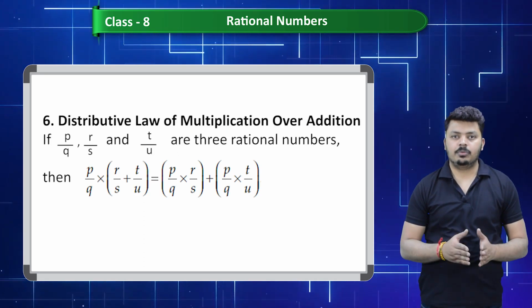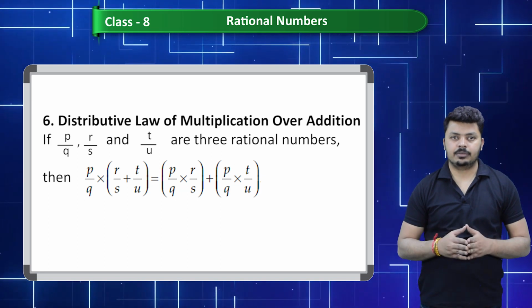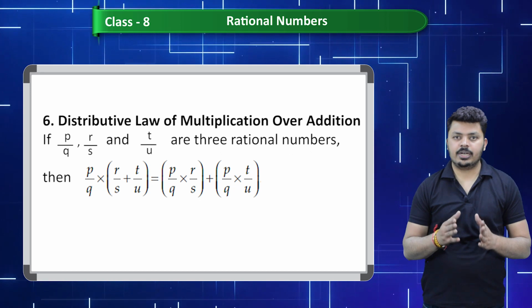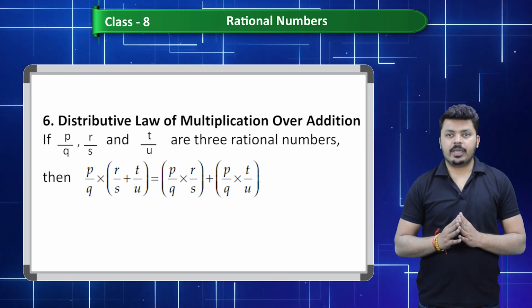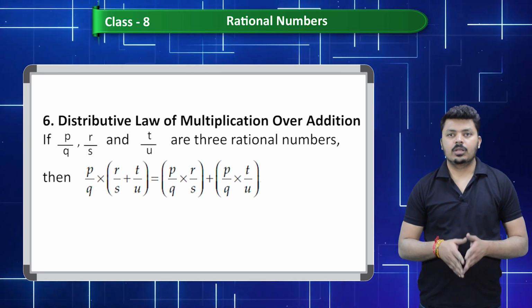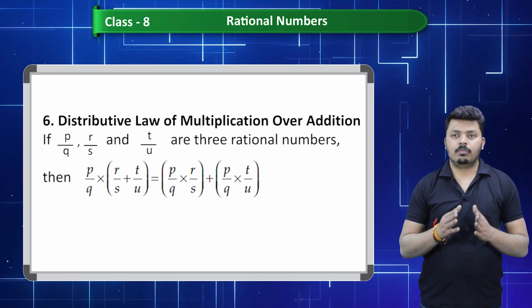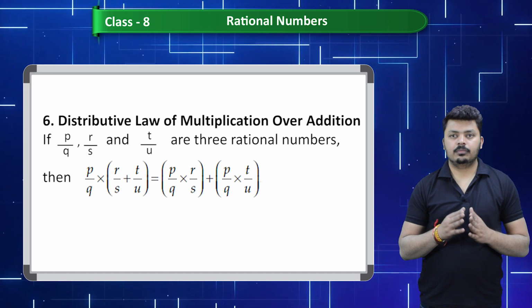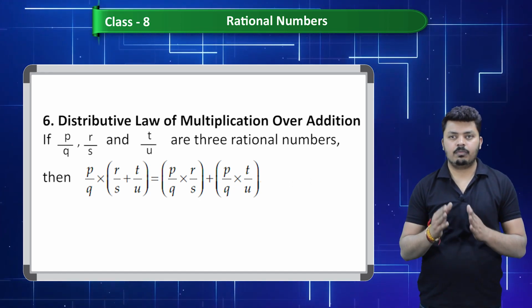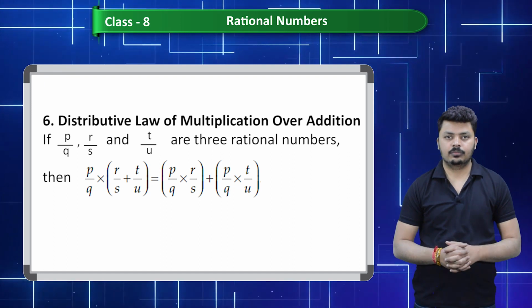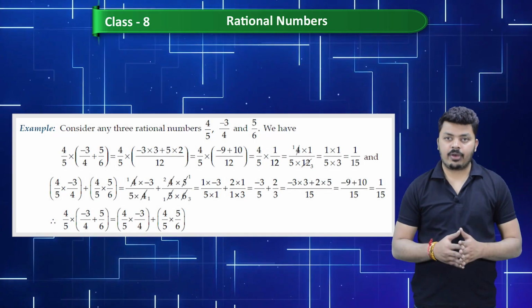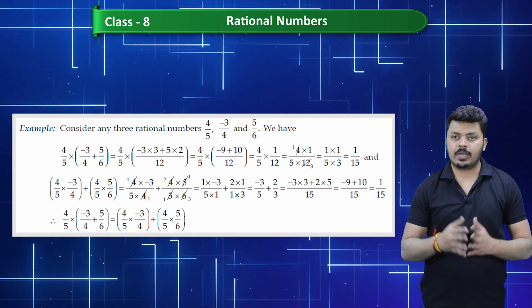Sixth, distributive law of multiplication over addition. If p by q, r by s and t by u are three rational numbers, then p by q multiplied by r by s plus t by u equals p by q multiplied by r by s plus p by q multiplied by t by u. Example: consider any three rational numbers 4 by 5, minus 3 by 4 and 5 by 6.